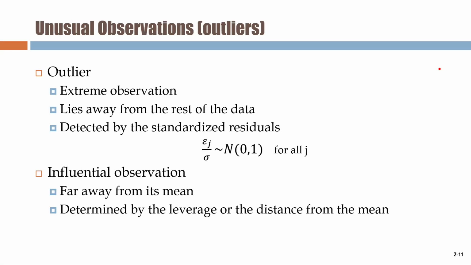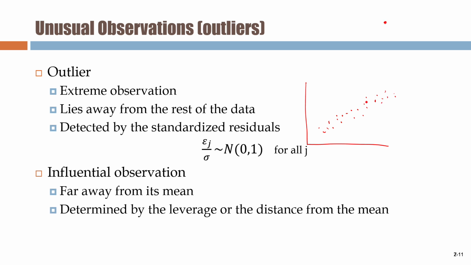An unusual observation is the outlier. When we have an outlier, that might affect our regression results significantly. This is the kind of extreme observation. Sometimes we have data like this, right? And then we have one big data point here.